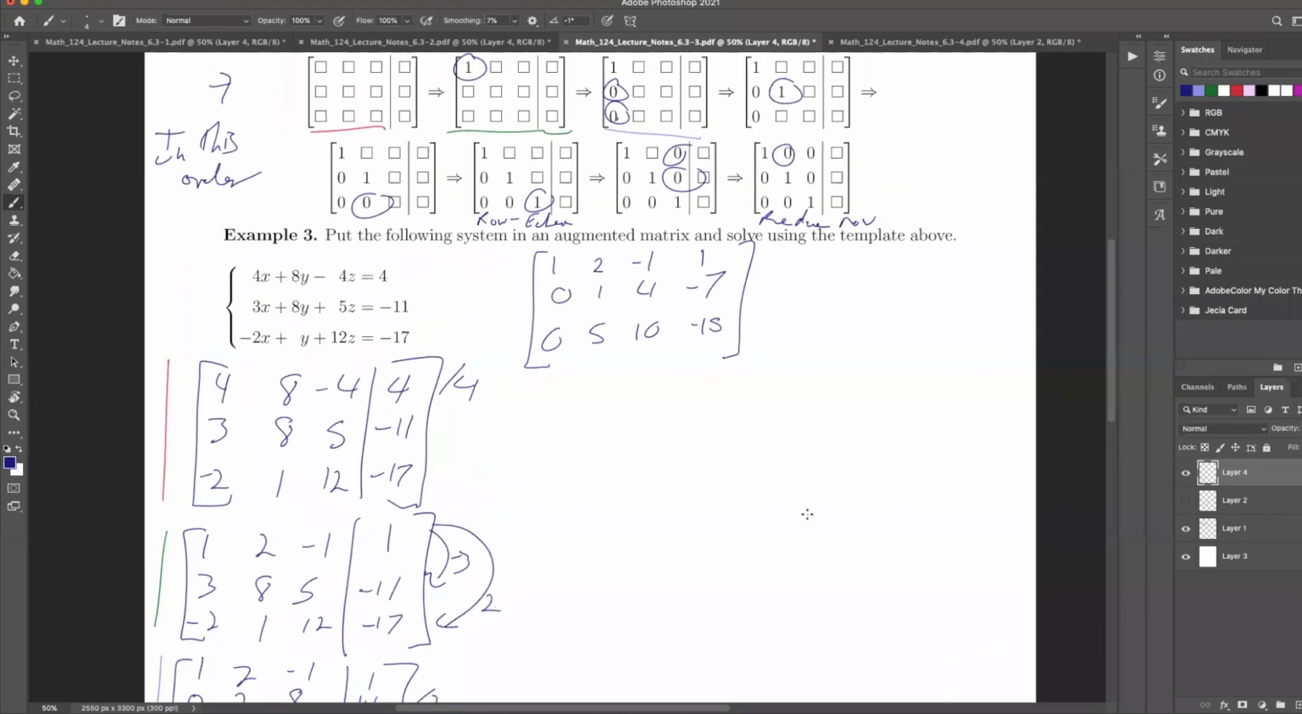All right. So here we are at this step. So now we are, let's just use this maroon color, I guess. So we're here.